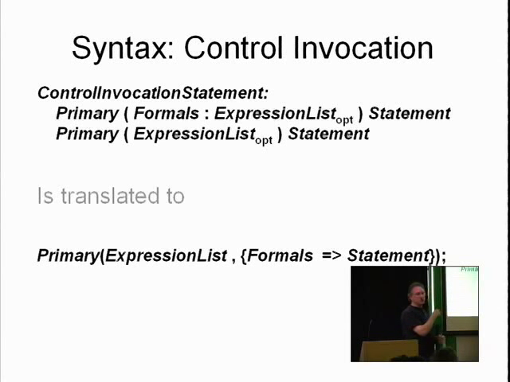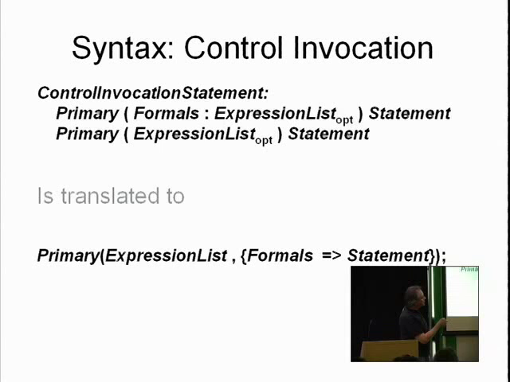And I'll show you what those are in a couple minutes. Then a colon, and the formal parameters in the colon are optional. So you can also do without those. And then you have an expression list, and then a closed paren, and then a single statement. And what this is translated to, what this means, is exactly the same as if you had written the same primary, the same expression list, and one final closure.